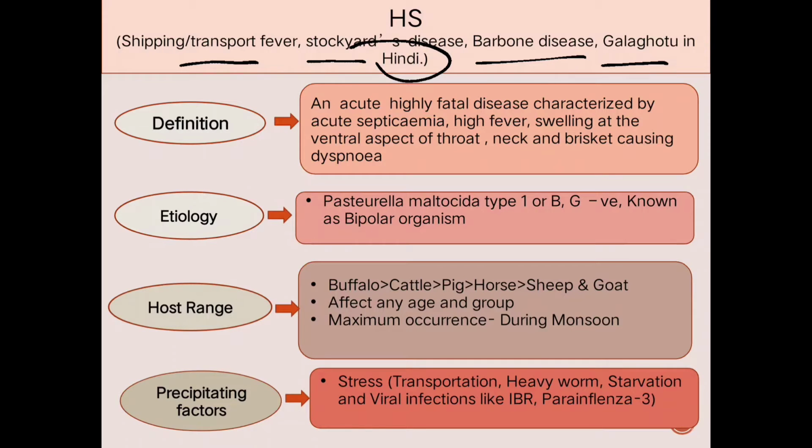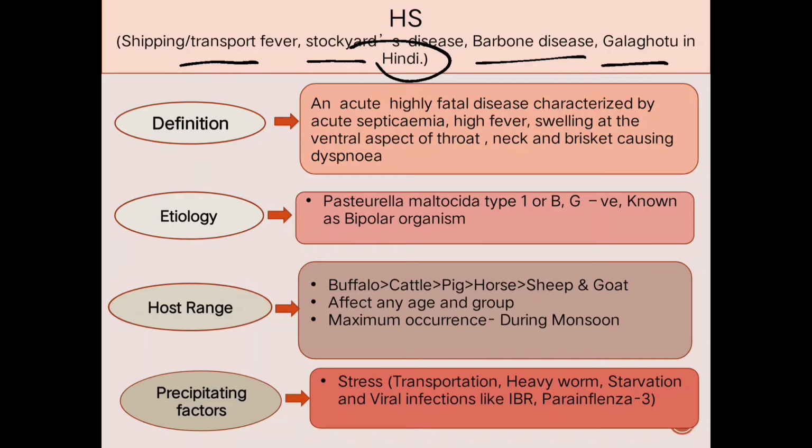And the stockyard disease name is because the main pathogenesis of this disease is the stress factor. Whenever the animals are crowded in the stock, that might lead to a stress condition in the animals, giving the upper hand to the etiological agent present in the body before the onset of the disease. Now transport and shipping, the concept is the same. During these two things there might be an elevation of stress on the animal, leading to hemorrhagic septicemia.